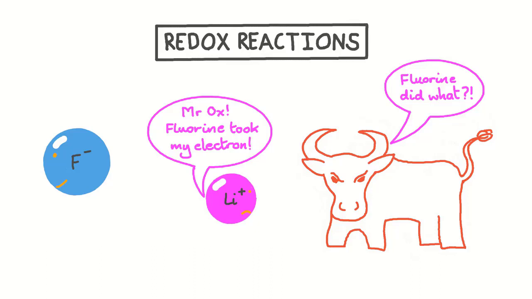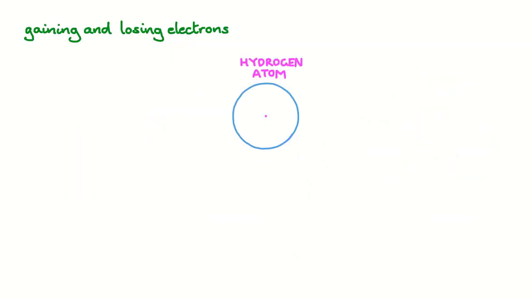In this video, we will learn how to identify redox reactions and write ionic equations to describe electron transfer between oxidants and reductants. We will only look at redox reactions of atoms and simple ions, and not covalent compounds or polyatomic ions. This is an atom of hydrogen.